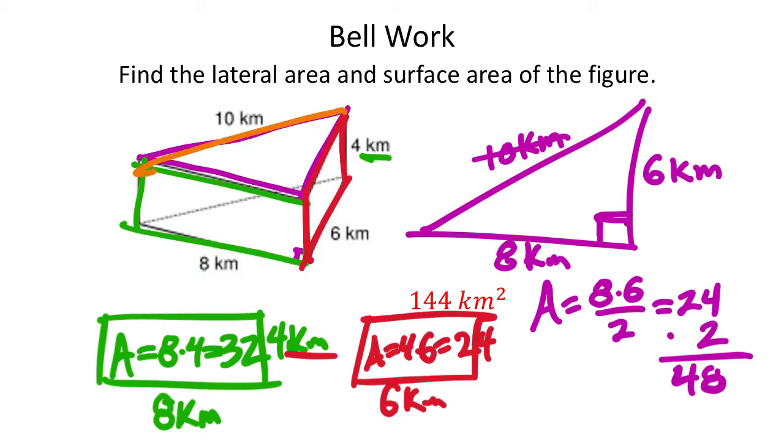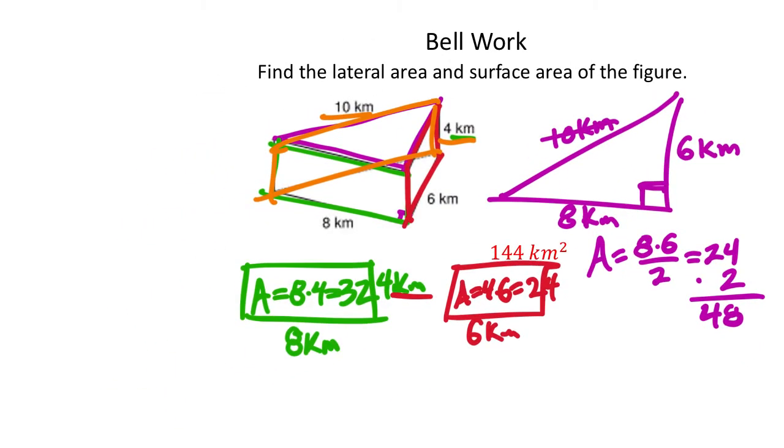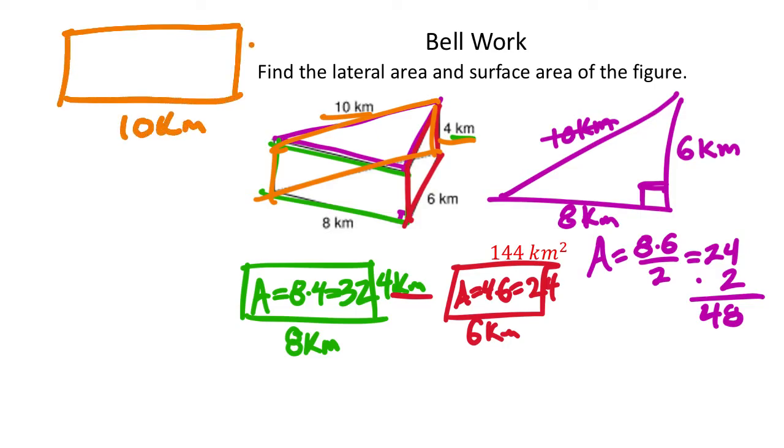And then we got that rectangle in the back right here, which is 10 by 4. So I kind of ran out of space here. Let's see, I'll do it up here. 10 kilometers by 4 kilometers. So this area would be 10 times 4, which is 40 square kilometers.